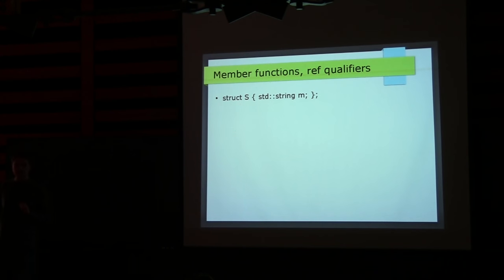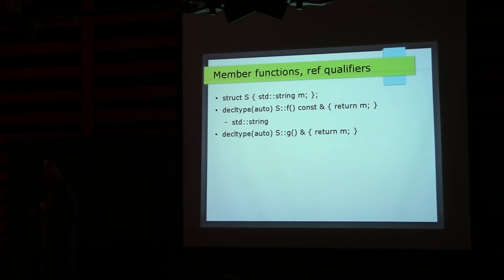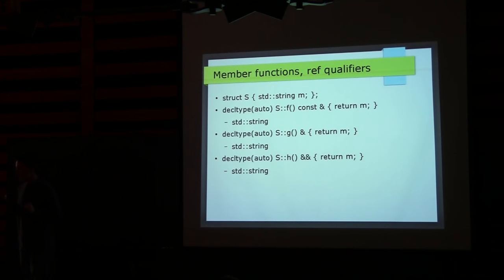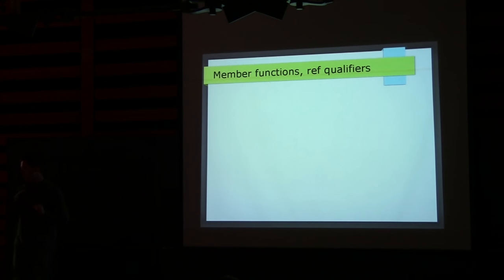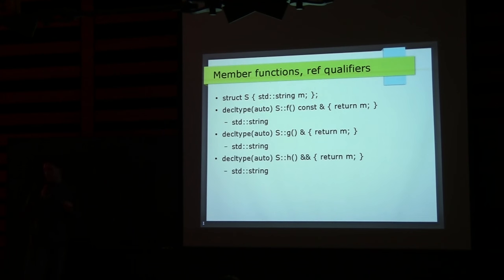Let's say we add reference qualifiers to the mix. We have the same struct, and we say, okay, let's try to do some perfect forwarding here. Let's deduce everything we can about this. So we have an S that's a const ref, and we return m. Returns a std::string. std::string. std::string. The reason is, what decltype really does is it looks at the type exactly as declared. The type of m as declared is std::string. It doesn't matter how we're accessing it. All it looks at is, where was the type of this variable declared? What was the exact type? That's the type I'm going to give you.